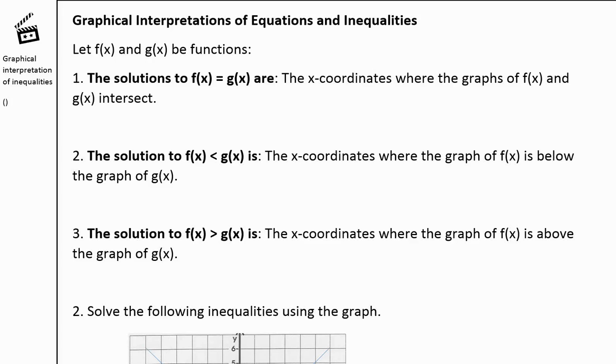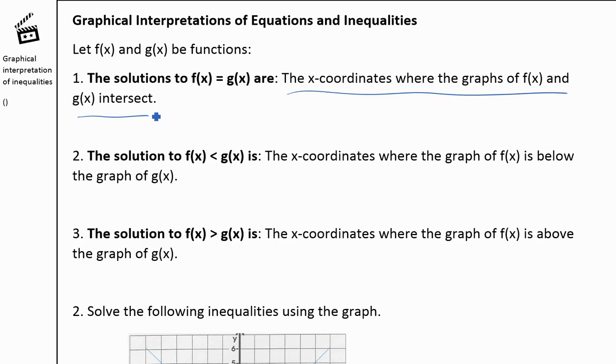We're now going to talk about polynomial inequalities. And first we're going to talk about the graphical interpretation of any inequalities. So let's say f of x and g of x are two functions. Then if you want to find where they're equal, those would be the x coordinates where they intersect.